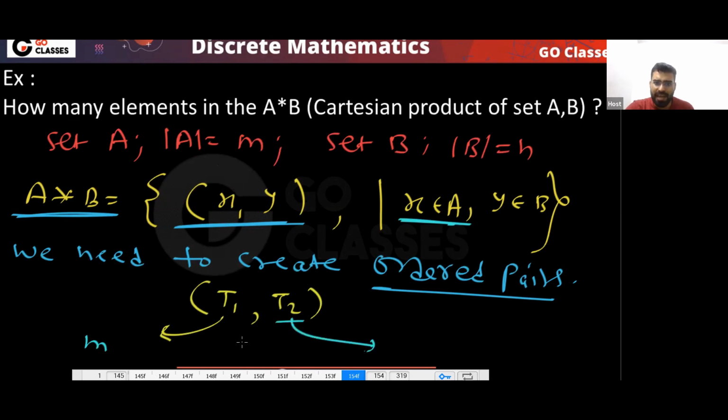I should do T1 and T2. So the answer will be M into N. The answer will be MN, because I should do T1 and T2. So this is the product rule. So the cardinality of the Cartesian product.